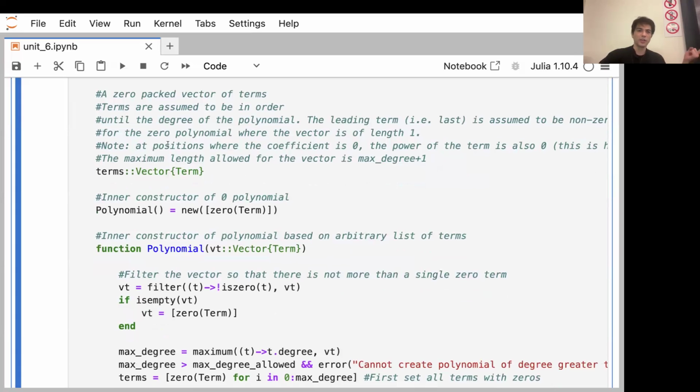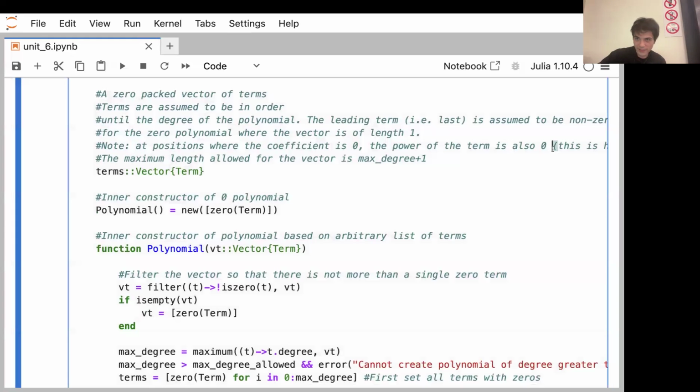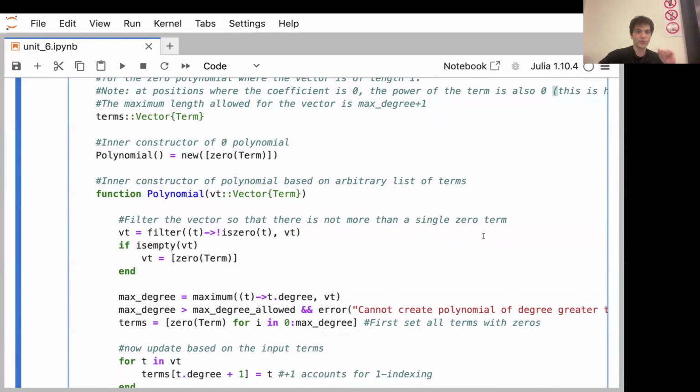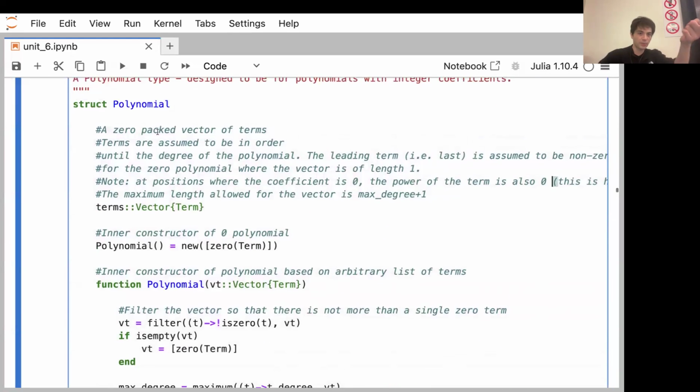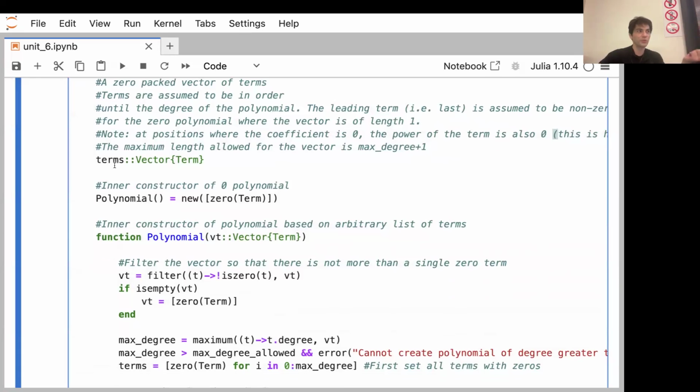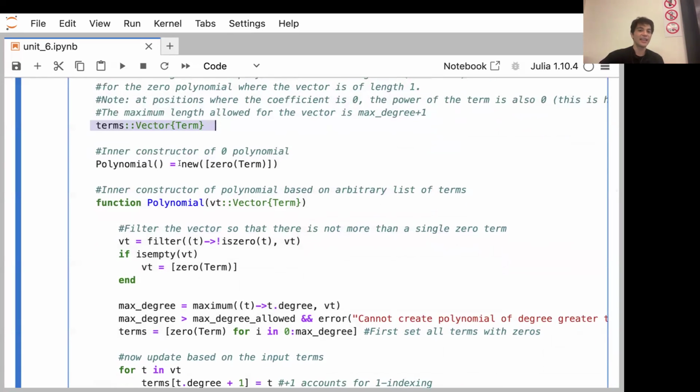I don't know why this doesn't word wrap. Okay, so who cares about the comments? You can see them, but a polynomial is going to have an attribute called terms, which is going to be a vector of terms. We're going to have to maintain an ordering on terms to make sure that the term of degree n is at the nth plus 1 position in here.